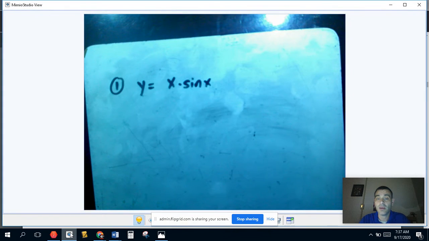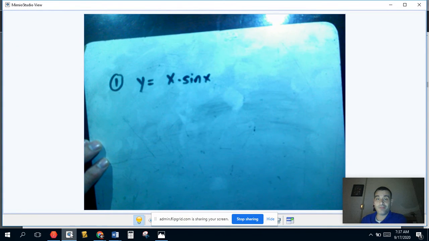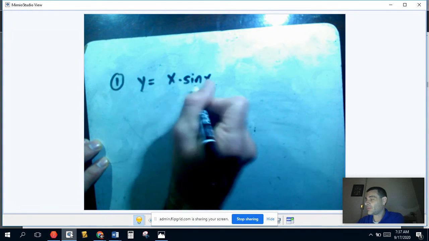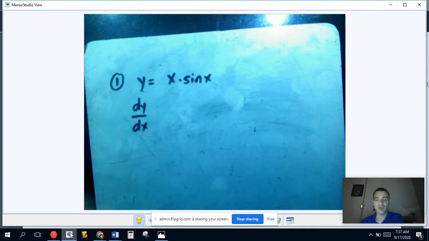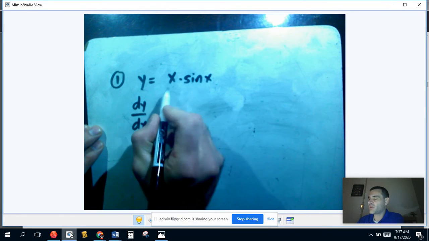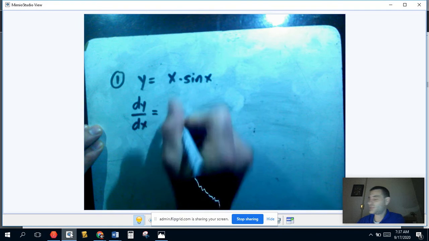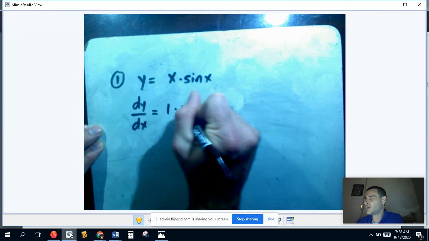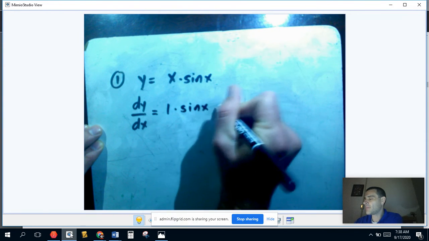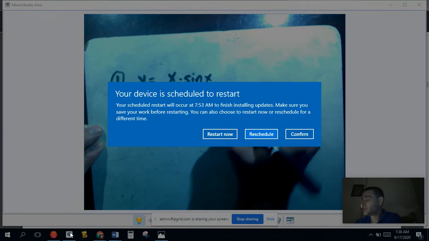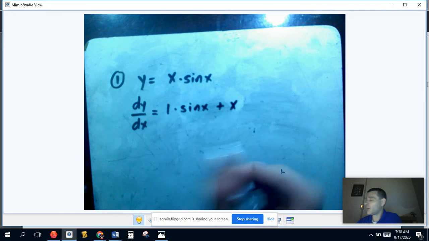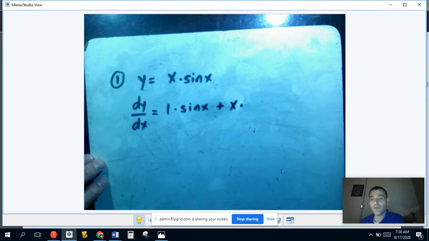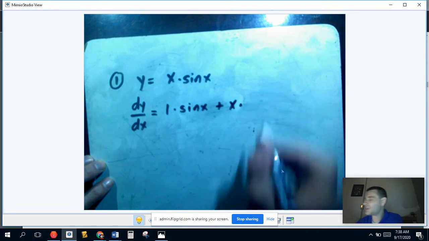Okay, so this appears to be just a simple product rule. When you take the derivative of two things multiplied together, of course, you can't just simply take two derivatives and multiply those. You have to apply the product rule. So that's going to be the derivative of the first, the derivative of x is just 1, times the second unchanged, plus the first unchanged, so x, times the derivative of the second. The derivative of sine is cosine.